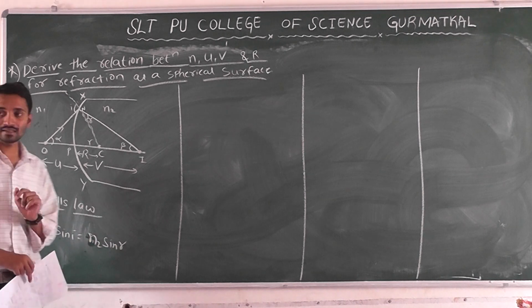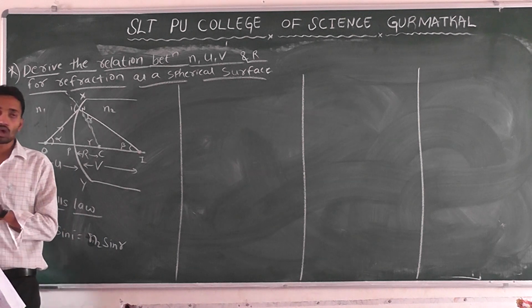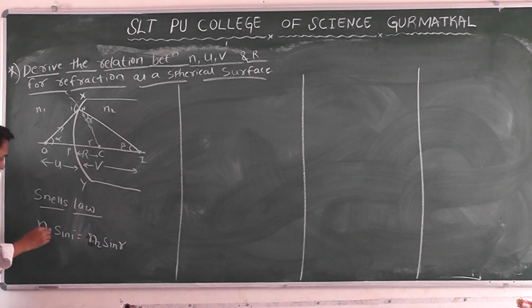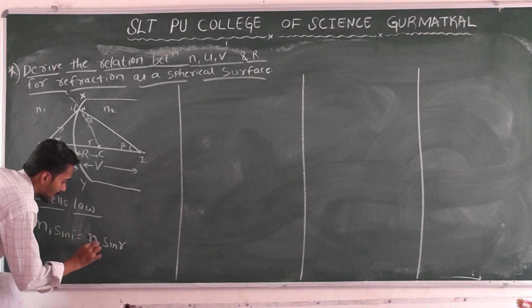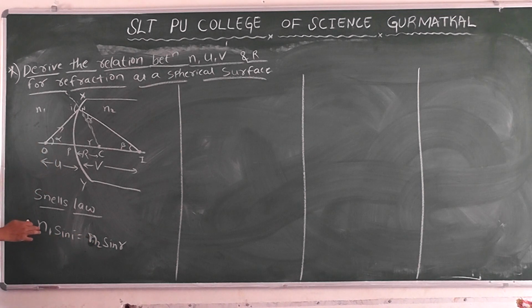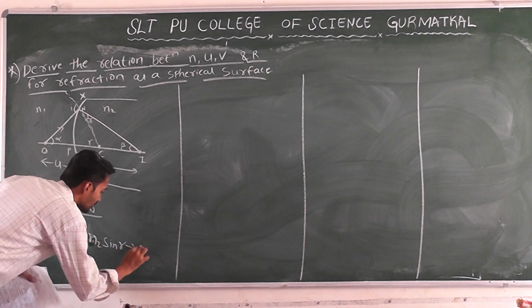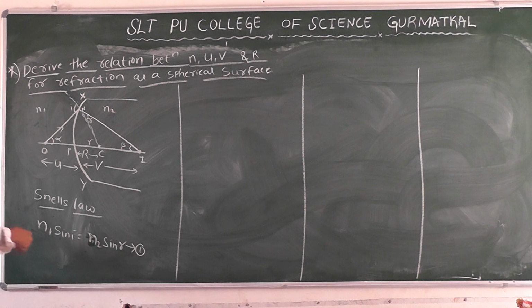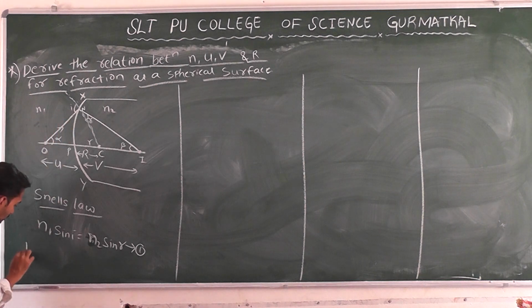What does Snell's law tell us? sin i by sin r is equal to a constant. So n1 sin i is equal to n2 sin r: the refractive index of the first medium times sin i equals the refractive index of the second medium times sin r. This is equation 1.